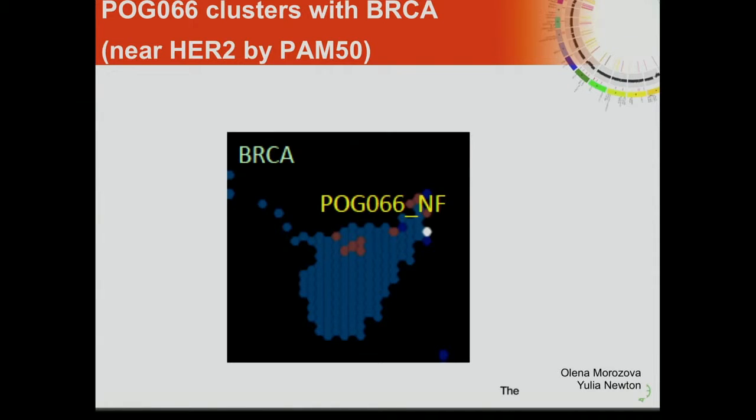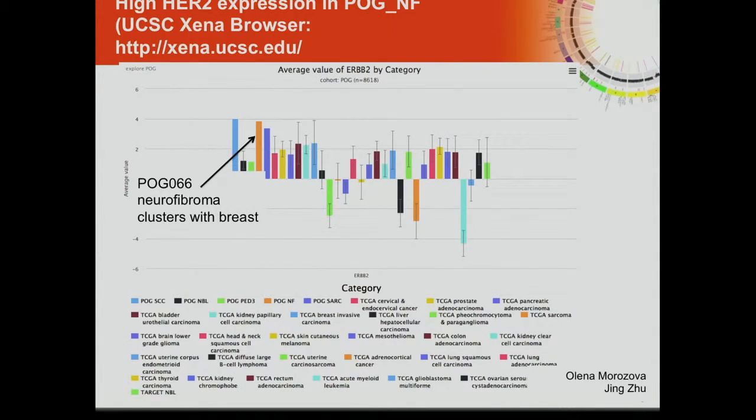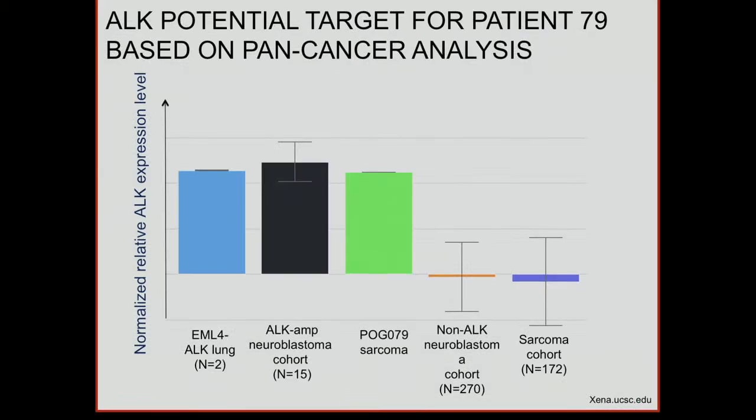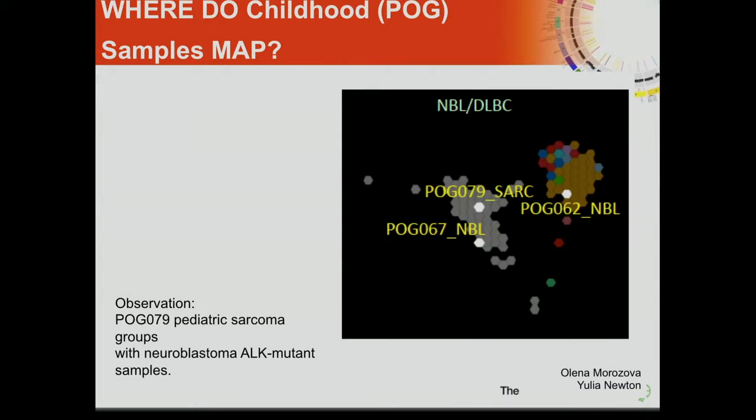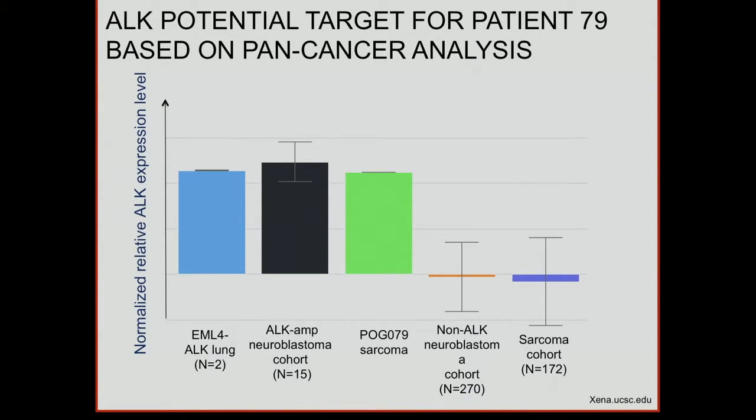And so we had a few of these interesting cases. This one was a neurofibroma that was mapping to ERBB-driven breast cancer. I'm just gonna skim through that one. This case was followed up on a little more, so I wanted to focus the talk a little bit on it: the sarcoma that goes in with the neuroblastomas.